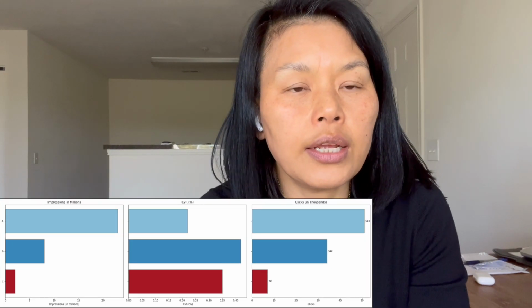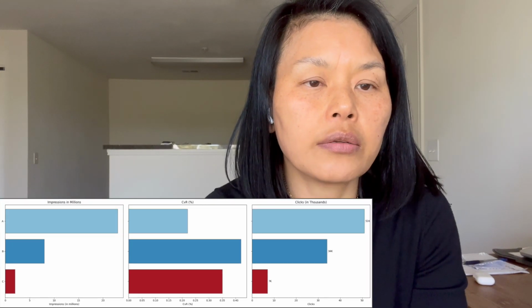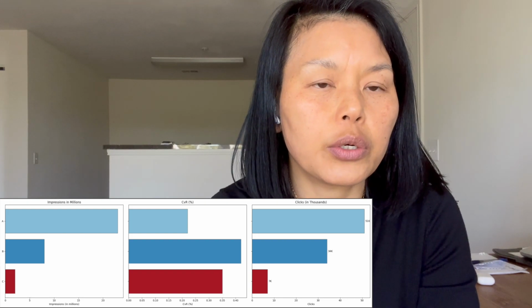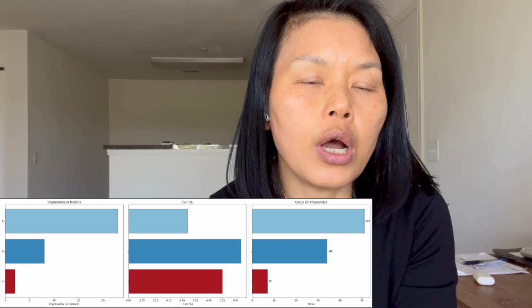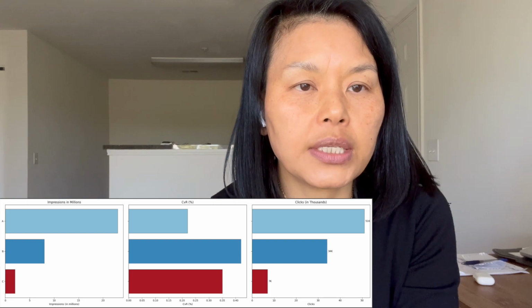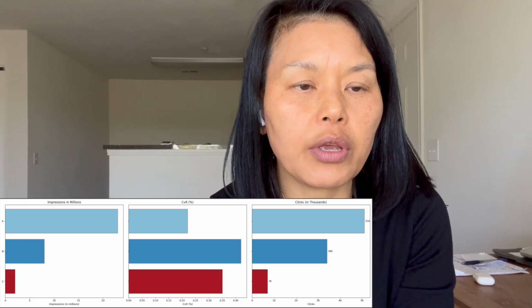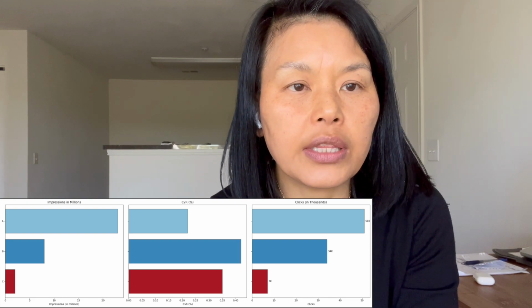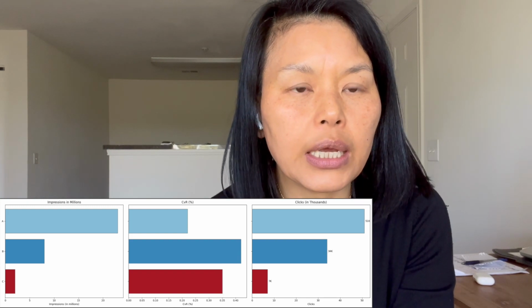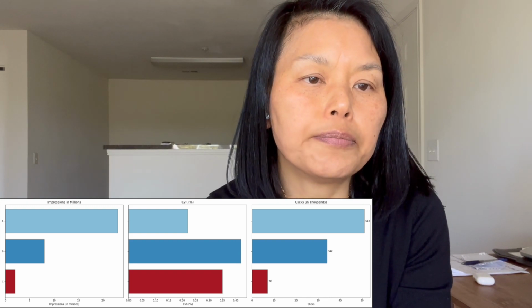I also calculated clicks based on impression numbers and the conversion rate. So for better understanding of the graphs, maybe you can ask more questions to find areas of improvement and opportunities. Yeah.